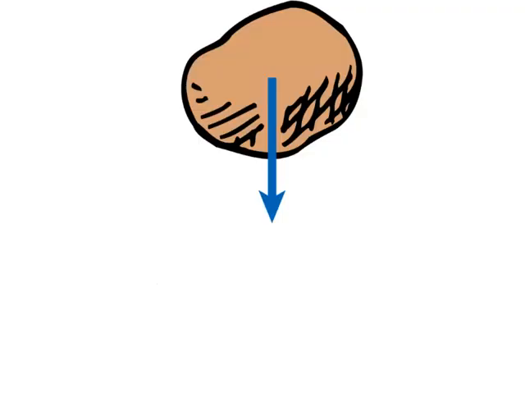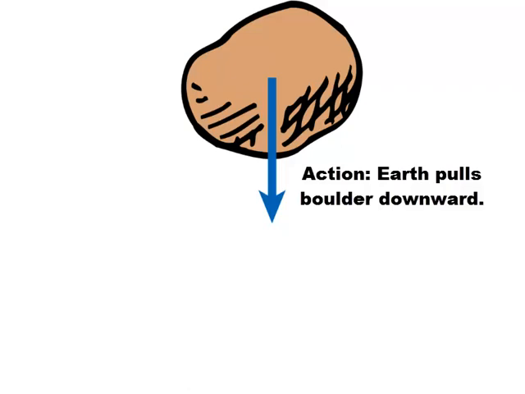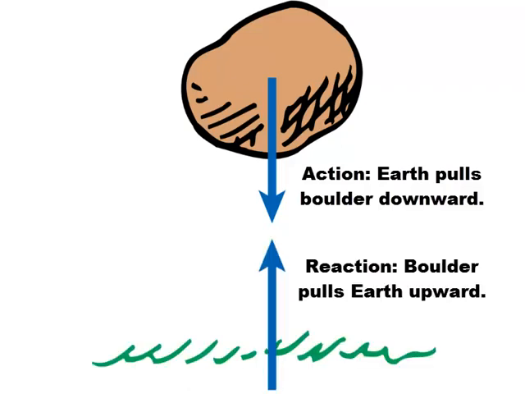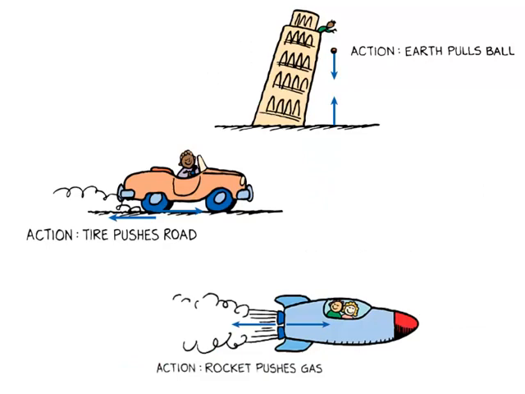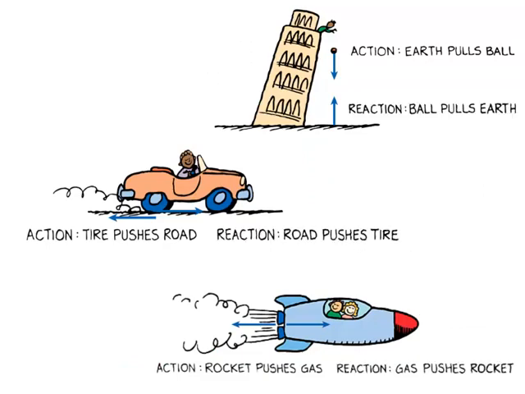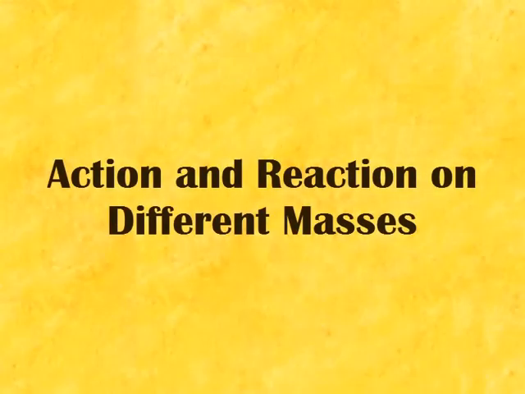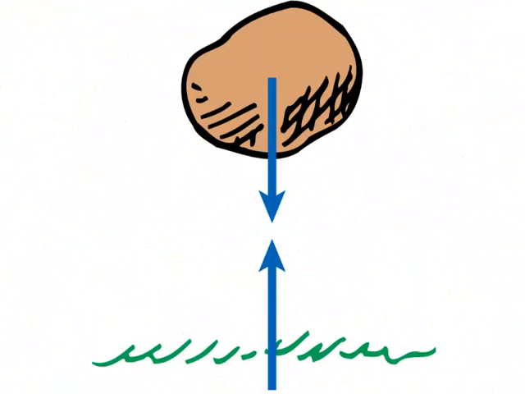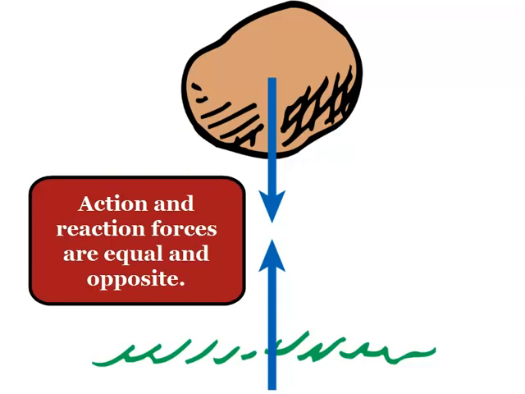Sometimes the identity of the pair of action and reaction forces in an interaction isn't immediately obvious. For example, what are the action and reaction forces in the case of a falling boulder? If we call the action Earth pulls down on the boulder, then the reaction is the boulder pulls up on Earth. When the action is A exerts a force on B, the reaction is simply B exerts a force on A. Earth is pulled up by the boulder with just as much force as the boulder is pulled down by Earth. The forces are equal in strength and opposite in direction.